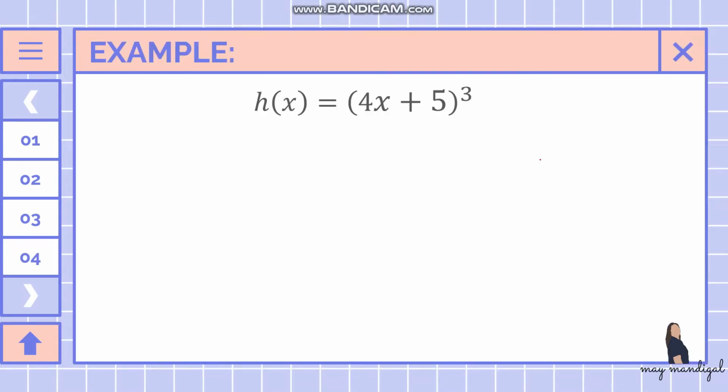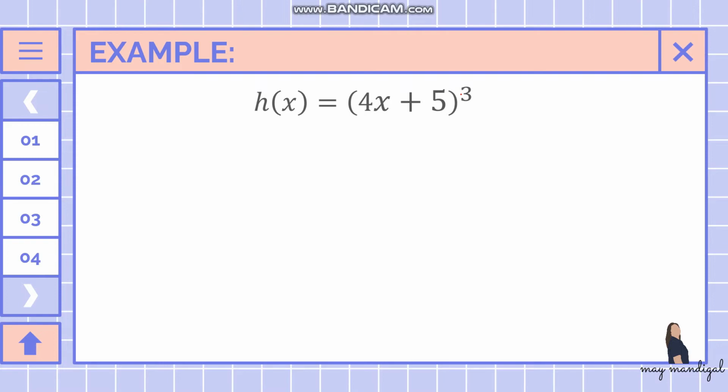So let's say we have here h of x equals quantity of 4x plus 5 cubed. So this is the function given. You have to check the structure of our function. As you can see here, this whole expression is being raised to a certain power.